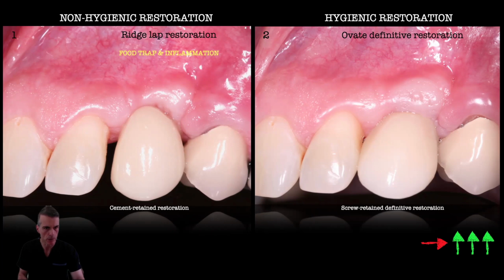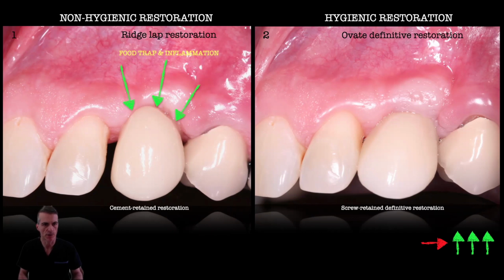And when I found out, I saw that there were signs of inflammation already, and it was trapping food as well. These ridge lap restorations are not hygienic and will inevitably cause biological complications, inflammation, pocket formation, and bone loss down the line. So you should always avoid them. Again, with that type of restoration, you can see the ridge lap sitting over the augmented tissue, over the keratinized mucosa.